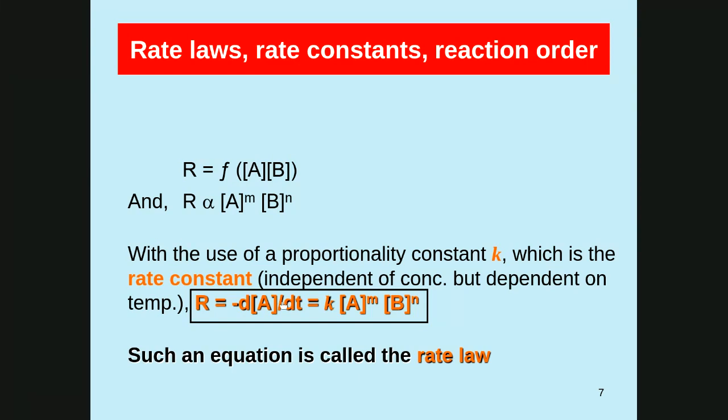Well, it is not necessarily dA by dt. You could also formulate it in terms of the rate of change of B, of course, right? This is just a choice to write R as minus dA by dt.